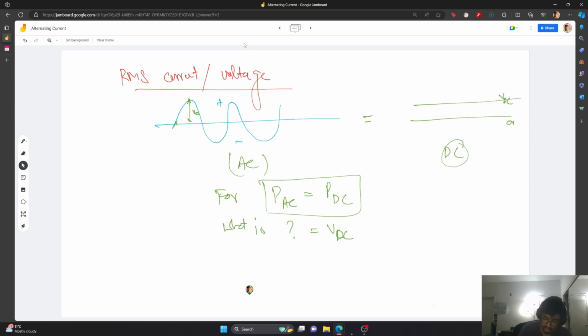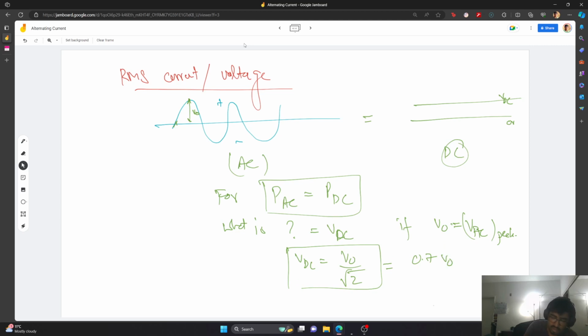If this peak is V naught, the VAC peak, what you noticed, the answer to this is VDC is V naught by square root 2. So it is roughly 0.7 times V naught. So this is an average of 0.7 times V naught, and that is equal to your VDC level. If you supply that much, then the bulb will glow the same, which is the DC equivalent.